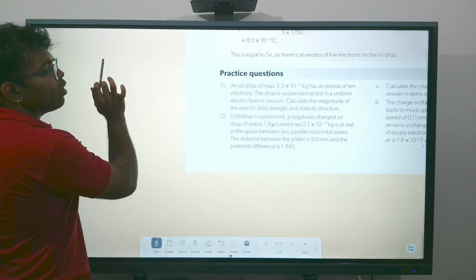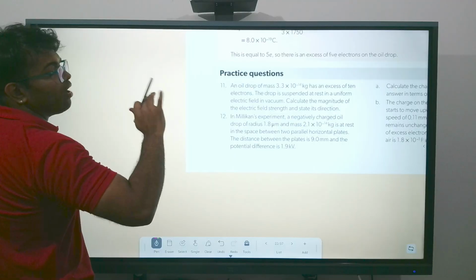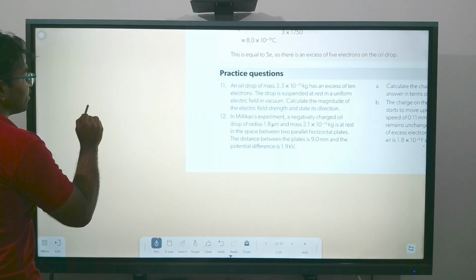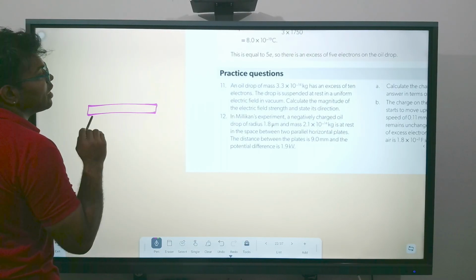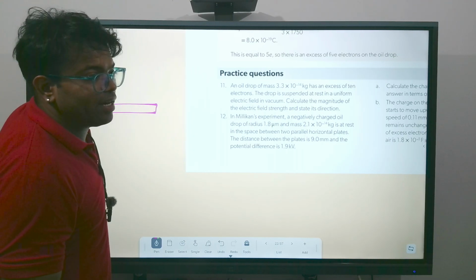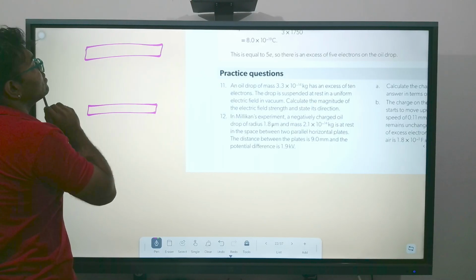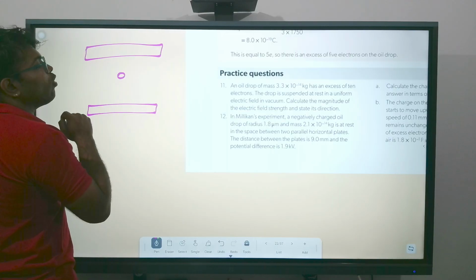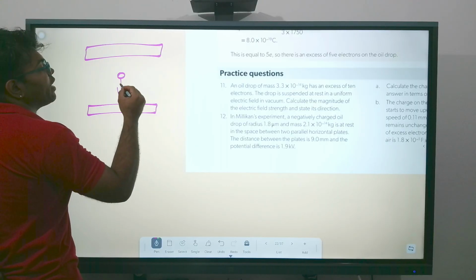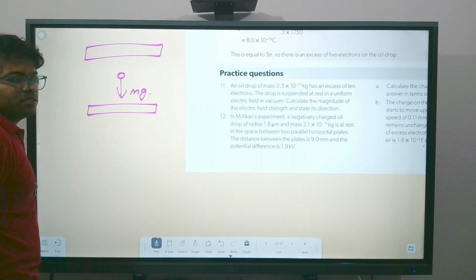Now if you want to suspend something in the air, you have electrons. Okay, let's look at this. Now we know that gravity always pulls everything towards the ground, right? So these are two plates here. This is the oil drop, and there is a force being exerted on this oil drop in the downward direction called mg. Am I right?